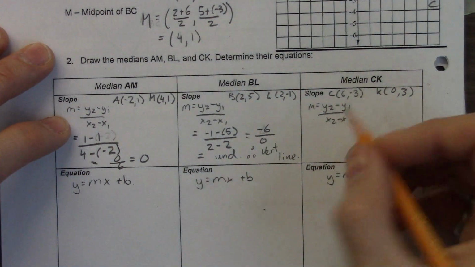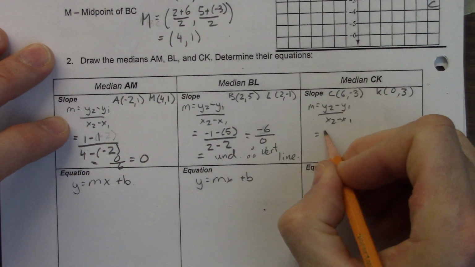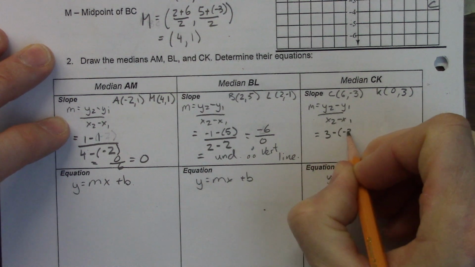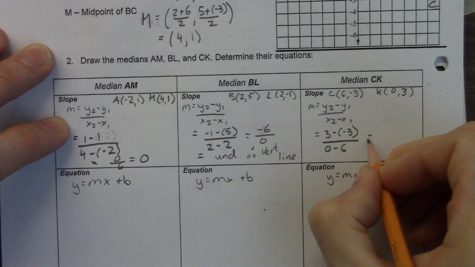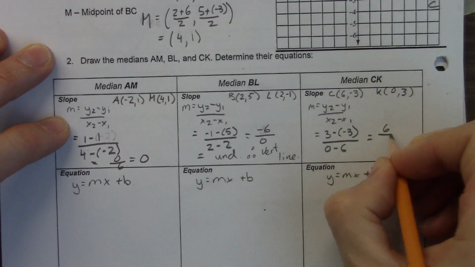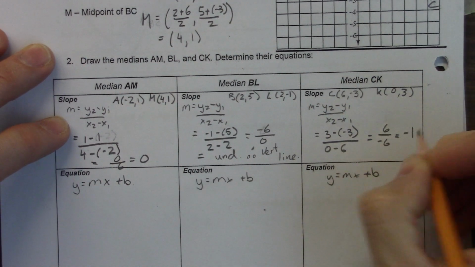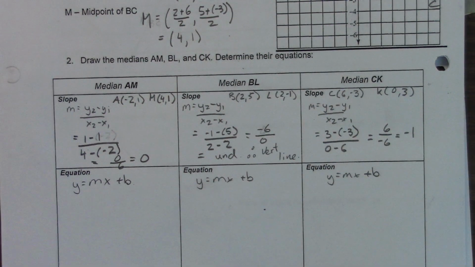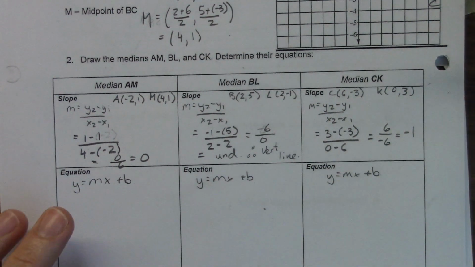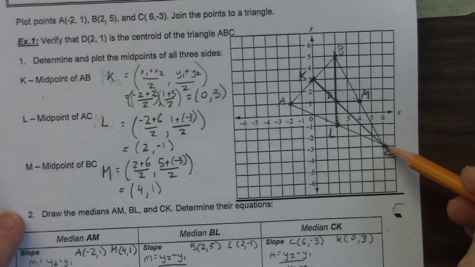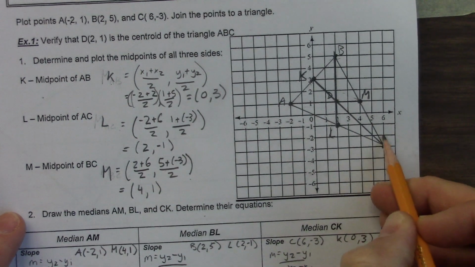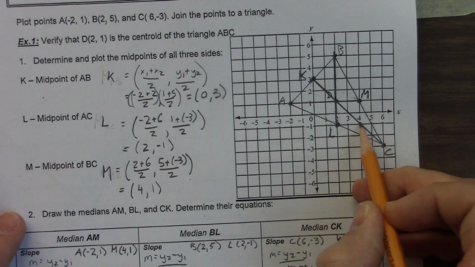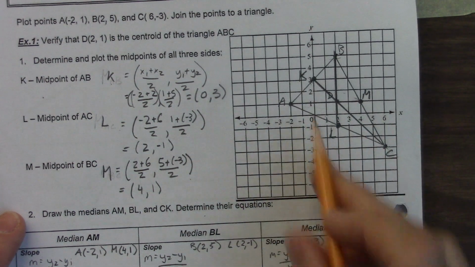Last one, CK. So we have 3 minus 3 over 0 minus 6. So we're going to have 6 over negative 6, so negative 1 is our slope. Okay. So if I look at my line, CK, that means I should rise 1 as I run negative 1. So rise 1, run negative 1, and that looks correct, CK.